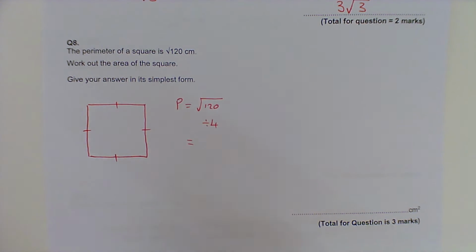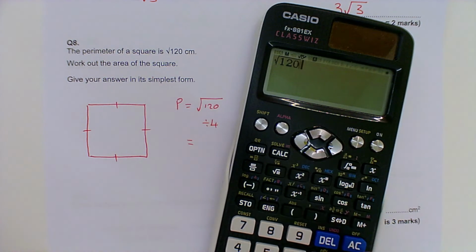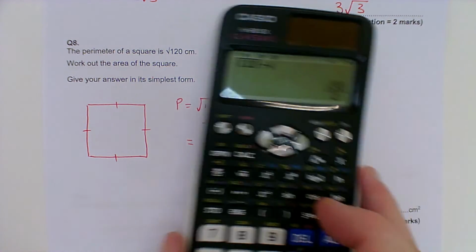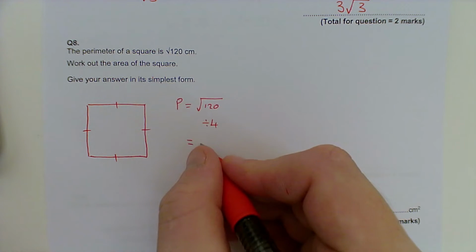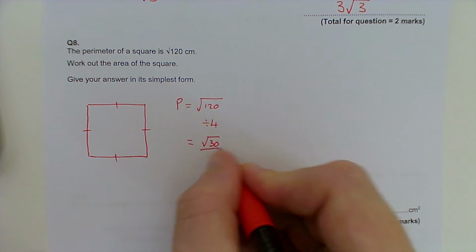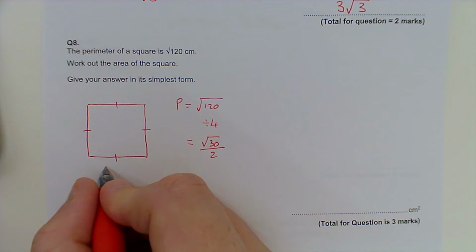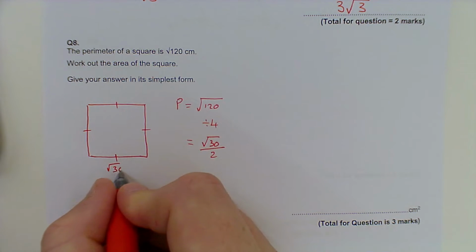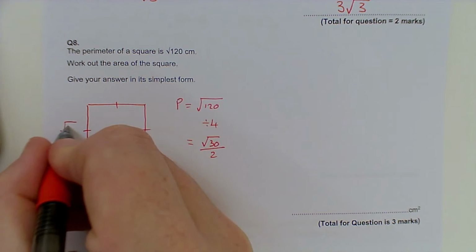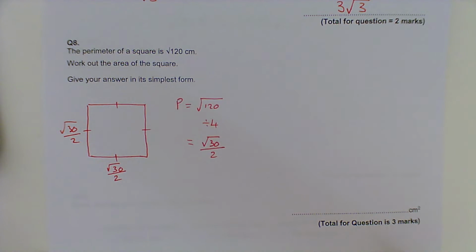So on my calculator, the square root of 120 divided by 4 is root 30 over 2. So one side is root 30 over 2. Okay, so I've got the sides done. I want to know the area.